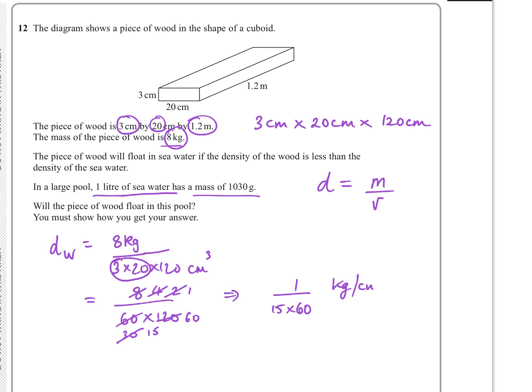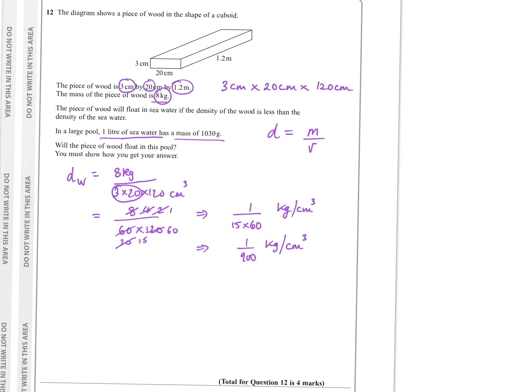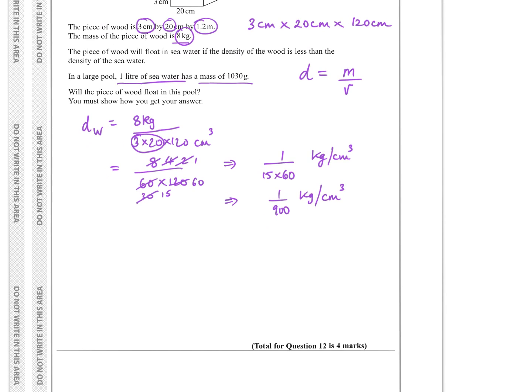kilograms per centimetre cube. Now, what that means is, if I do the calculation for the denominator, so that's 15 times 60, that's 900. So that's 1/900th of a kilogram per centimetre cube. Okay, so it might have been better for me to work in metre cubes, but hey, I went into centimetre cubes, so it doesn't really matter as long as I have the same units for the seawater.